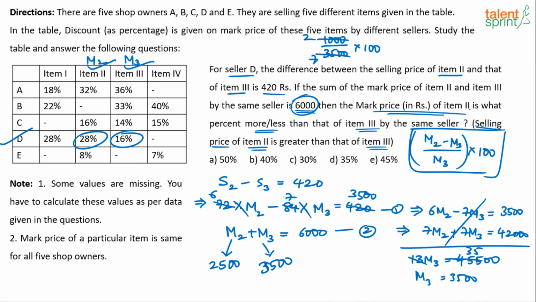So 6M2 minus 7M3 is 3,500. 6M2 plus 7M2 plus 7M3, 7 6s are 42. Yeah. 13M2 is 45,500. So M3 is 3,500. M2 is 2,500. So 1,000 by 3,500. This is 5 into 2, 5 into 7, 2 by 7. 2 by 7 is 28%.